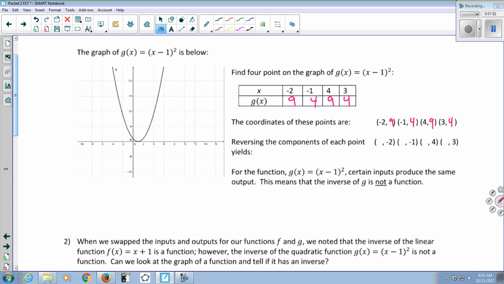So this is a function. g of x is a function because there are no x's that give two different y's. But when you reverse the components of each point, now I have (9, -2), (4, -1), (9, 4), and (4, 3). So I do have x coordinates that produce different y coordinates. So my inverse is not a function. The inverse of g is not a function, which means that g is not 1 to 1.